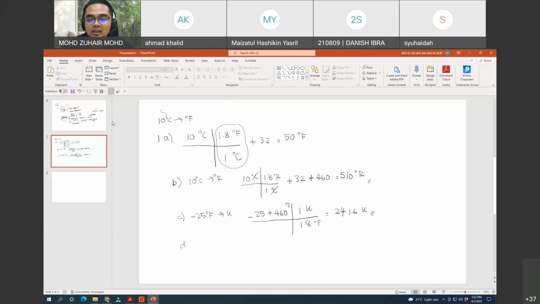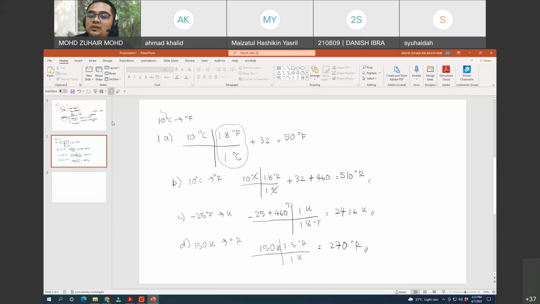Okay, and lastly, we have 150 Kelvin changed to degree Rankine. So for Rankine to Kelvin, it is just the method of multiplying or substituting with 1.8. So for this one, this is Kelvin. So 1 Kelvin to Rankine. So the answer will be 270 Rankine.